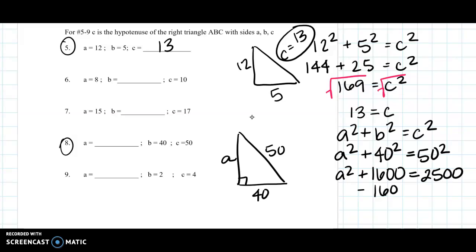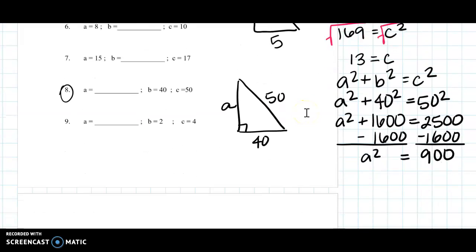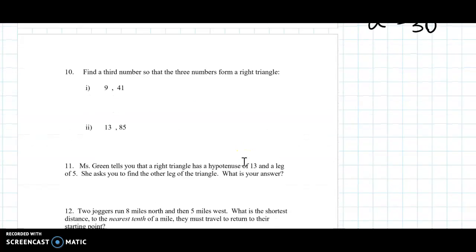We can subtract 1600 from both sides to leave just a squared on our left side of the equation. 2500 minus 1600 is 900. We undo our square by taking the square root of both sides. And we get that A is equal to 30. Now let's take a look at some of our word problems.